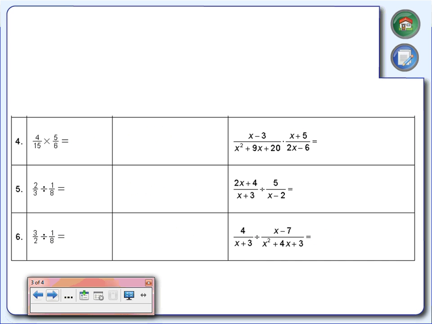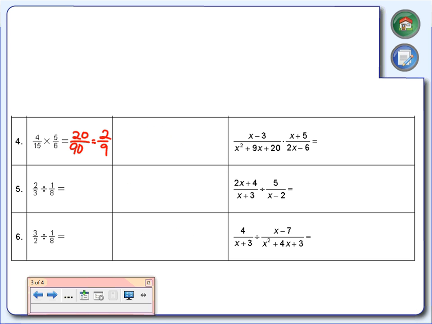All right, number 4. Here we have 4 over 15 times 5 over 6. Let's see what we get on this one here. If I multiply straight across, 4 times 5 is 20. If I multiply 15 times 6, 15 times 6 would be 90. However, I can reduce 20 over 90. Anybody know what 20 over 90 reduces to? 2 over 9 is correct. We can cancel out the common factor here, which is 10. So 2 over 9 would be our answer.